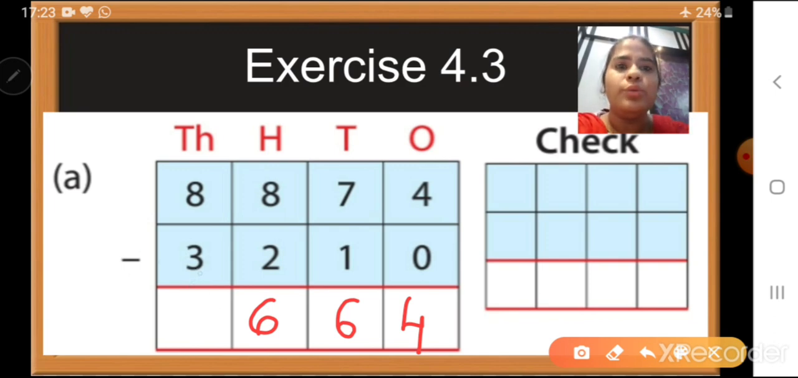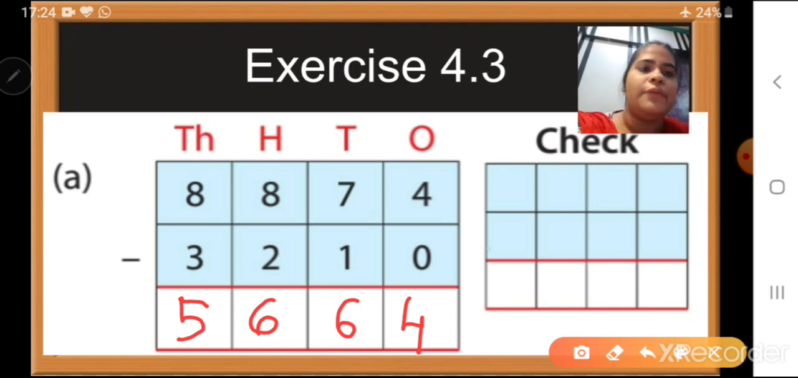And 8 minus 3 is in thousands place. Subtract that, count after 3, 4, 5, 6, 7, 8. How many fingers we have got? 5. So my answer is 5. Children, after subtraction, the difference that we have got is 5664.